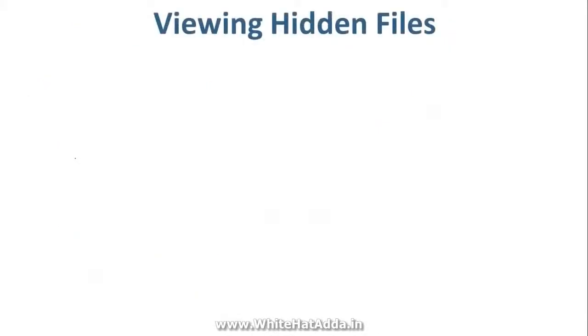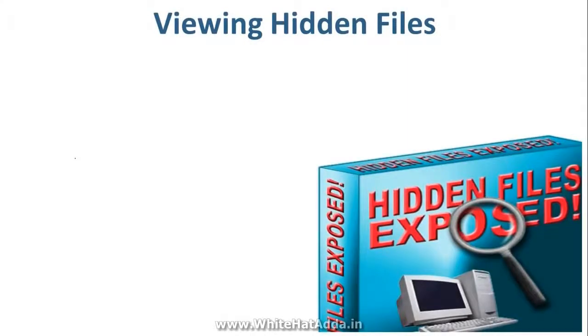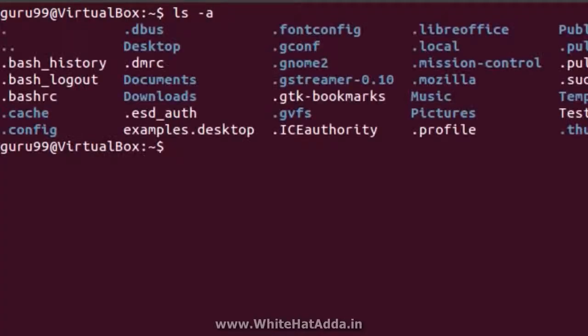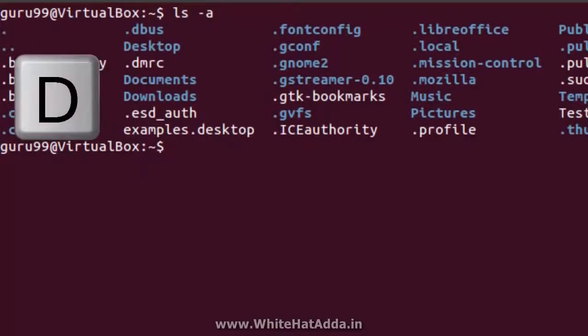Hidden items in Unix or Linux begin with the period symbol at the start of the file or directory. Any directory starting with the period will not be seen unless you request for it. To view hidden files, use the command ls -a. On typing this command on terminal, we can see all the hidden files which start with the period symbol.